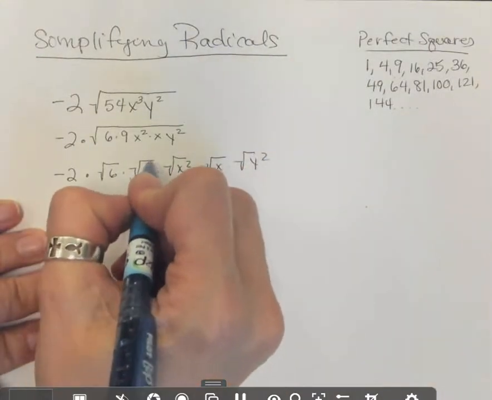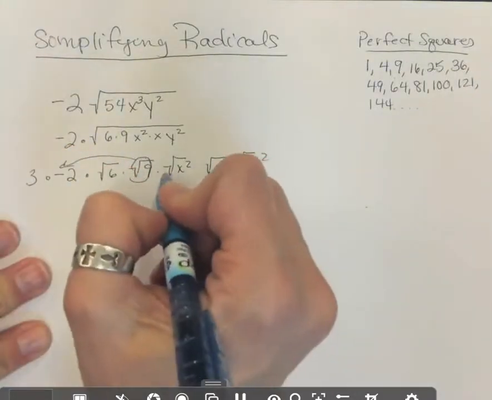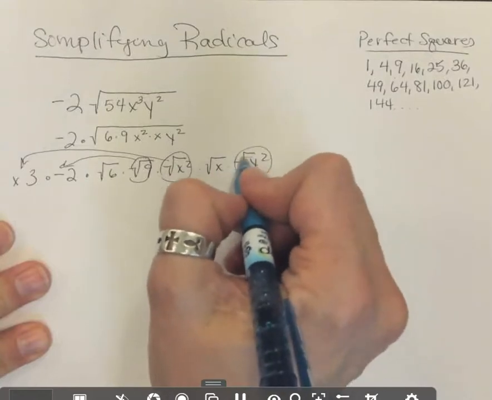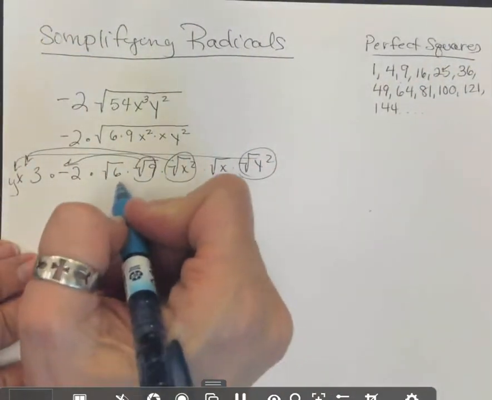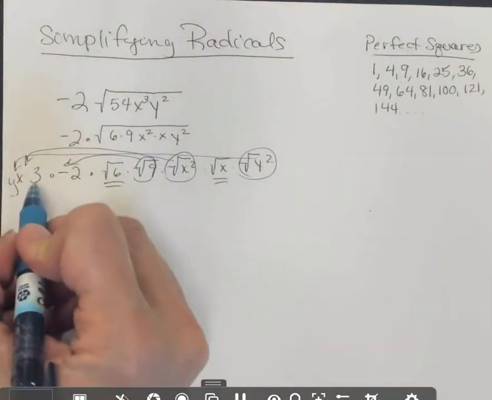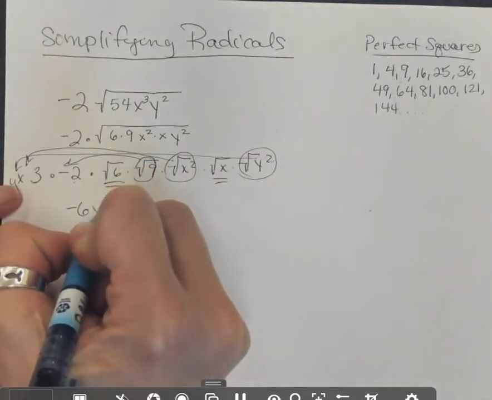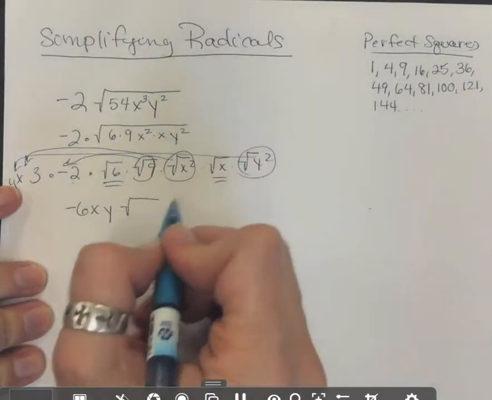Well, square root of 9 gives us 3, square root of x squared gives us x, square root of y squared gives us y. And then we have these leftovers, square root of 6 and the square root of x. So 3 times negative 2 would give us negative 6. We have x, y, and then we have the square root of 6x.